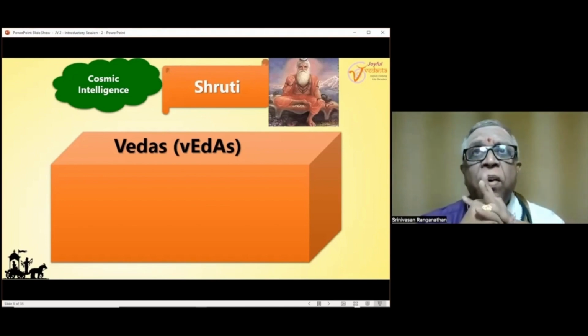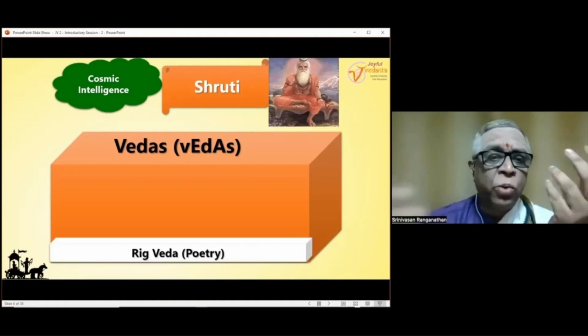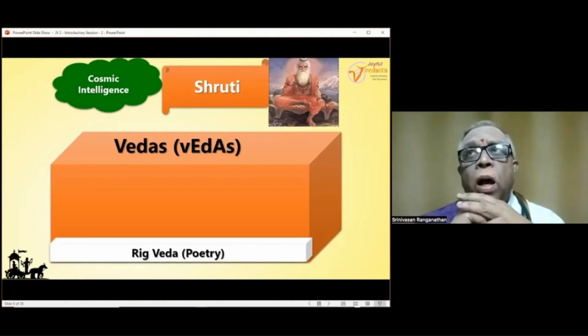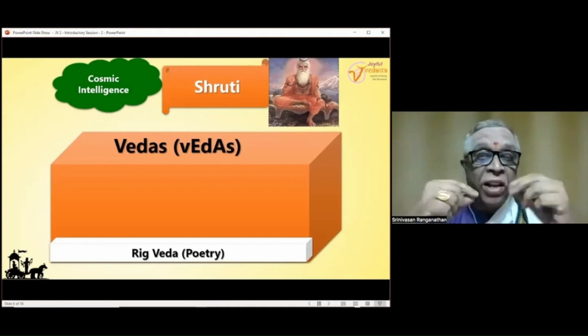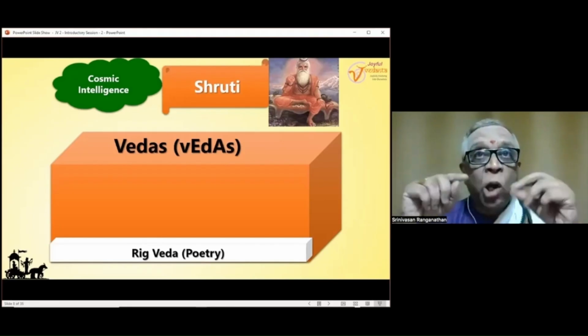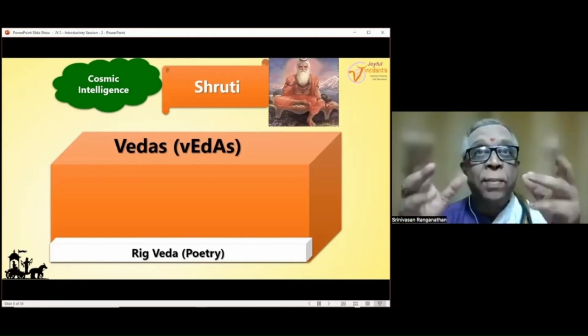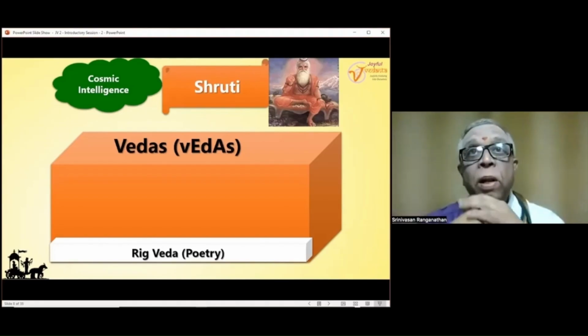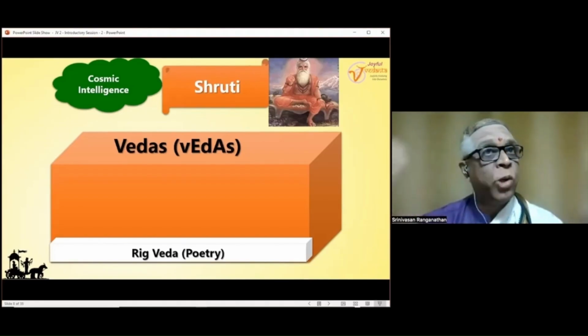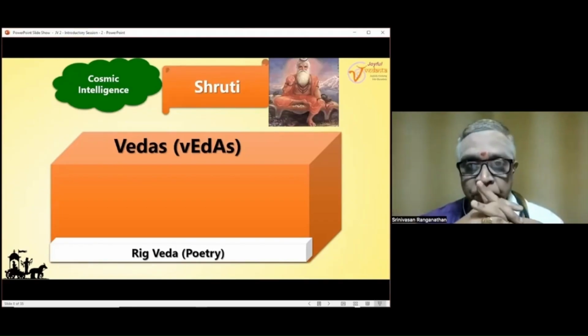Vedas are heard. The cosmic intelligence is tuned in. They are not authored, right? That's why it's called Apaursheya. I'm introducing a new word here. Paursheya means it is authored by somebody. Apaursheya means it is not authored by anybody. Whatever is there, you just come to know of it. That's it, right?